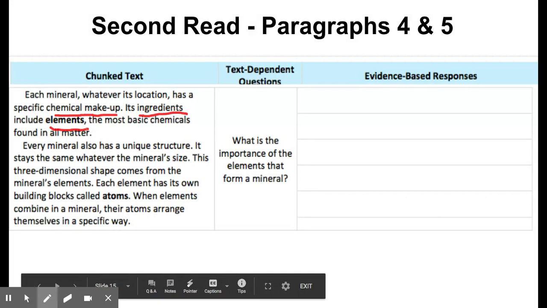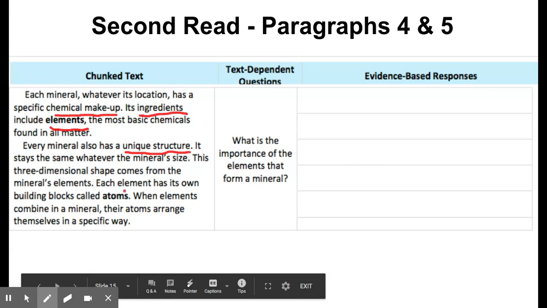Every mineral has a unique structure. I'm actually going to underline that. I know structure means like building, and I know unique means like special. So I'm guessing you're saying every mineral has a special building or how it's composed or made of, like a building, how its structure is set up. It stays the same whatever the mineral size. This three-dimensional shape comes from the mineral's elements. Each element has its own building blocks called atoms.